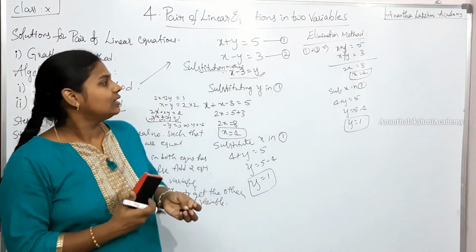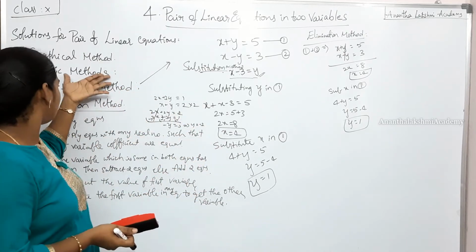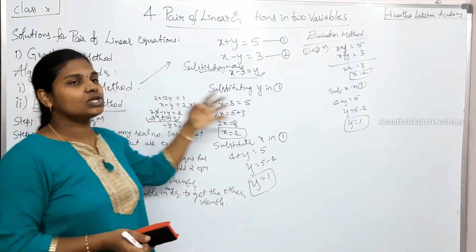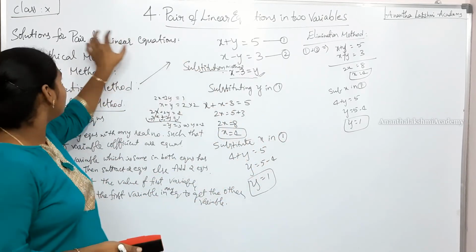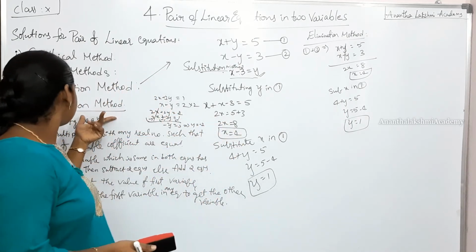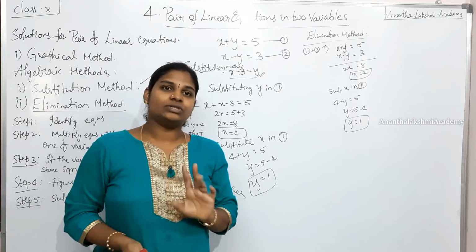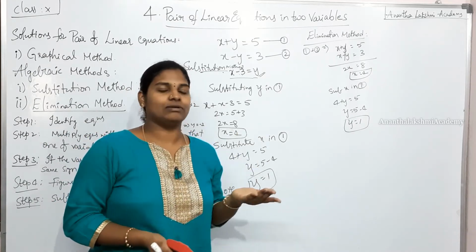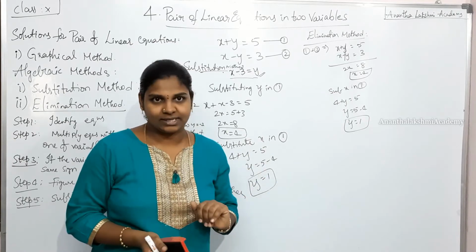Okay, so these are the different methods under algebraic section to figure out the solutions of pair of linear equations. So far under the solutions of pair of linear equations, we have covered graphical method, and the next things are substitution method and elimination method. If you are directly coming to this video without watching earlier videos, I suggest you go through them so that you will have a better understanding.